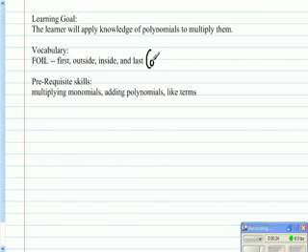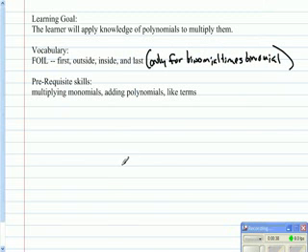And it is important to know this only works for a binomial times a binomial. Okay, so it won't work for trinomials, it's just for binomials.